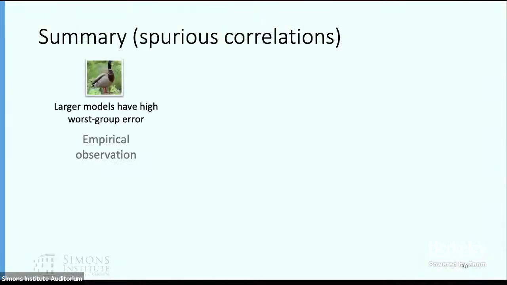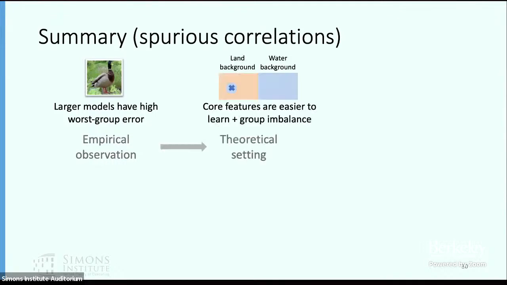Okay, so let me summarize this part. To start with, this observation that large models can actually have high worst group error. Even if you try to remove a particular spurious correlation that exists in your data set, you can fail. The core issue is that the spurious features are easier to learn, and there's a group imbalance that leads to this problem.